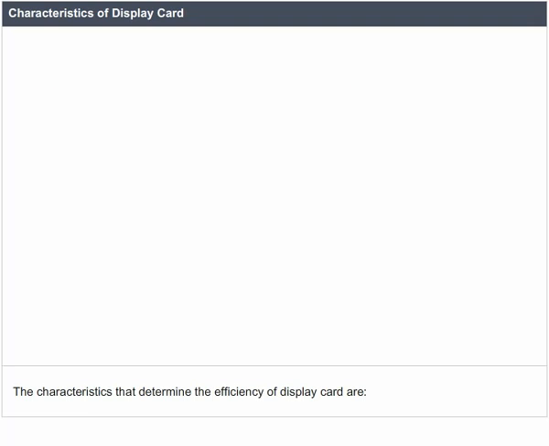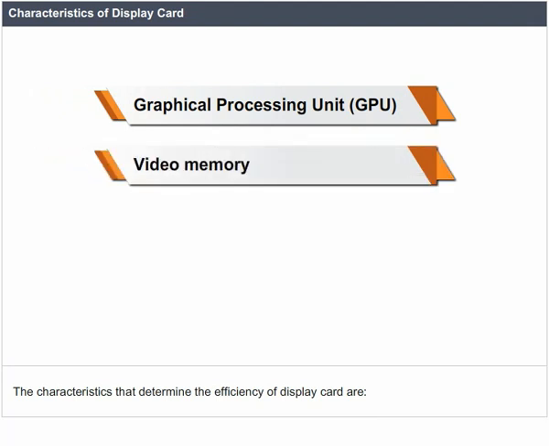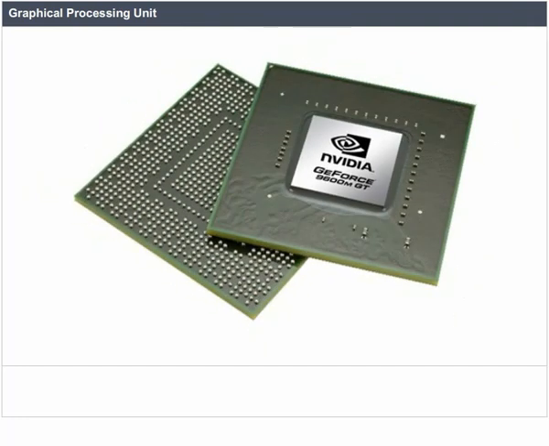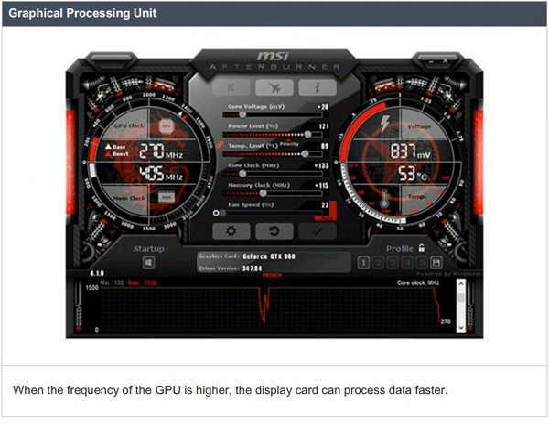Characteristics of display card. The characteristics that determine the efficiency of a display card are GPU, memory, fill rate, and shaders. Graphics Processing Unit. GPU stands for Graphics Processing Unit. It is also called Visual Processing Unit. The frequency of the GPU is measured in megahertz. When the frequency of the GPU is higher, the display card can process data faster.